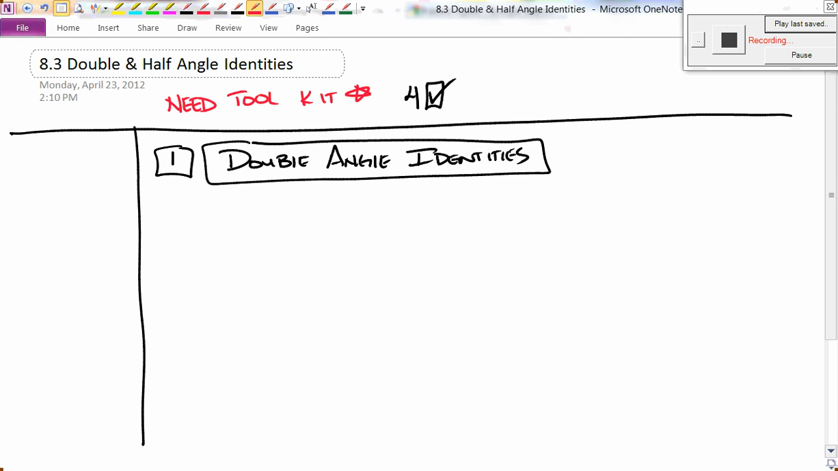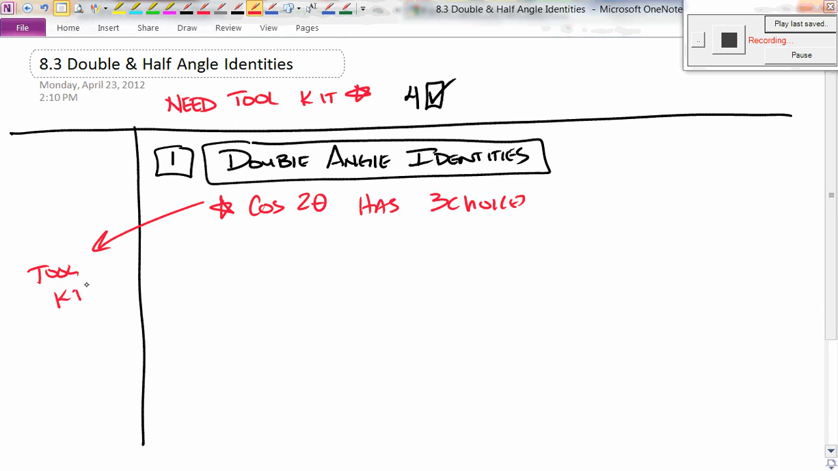Okay. If you're looking at the toolkit for the double angle identities, do you notice which one of them has three choices? Does sine, cosine, or tangent have three choices? Cosine. Yeah, that's one thing I do want you to notice. The cosine of 2 theta has three choices. This is all on our toolkit. And how do you know which one to pick? Well, you want to pick the one with the given information.